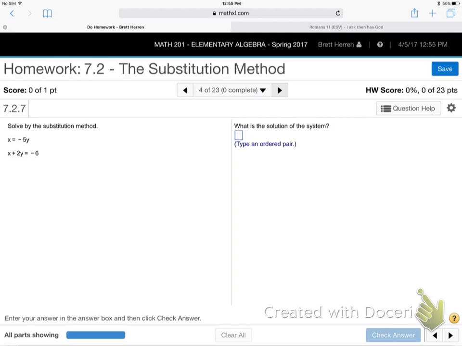So let's try number 4. X is minus 5y. X plus 2y is minus 6. So you can do it whichever way you want.